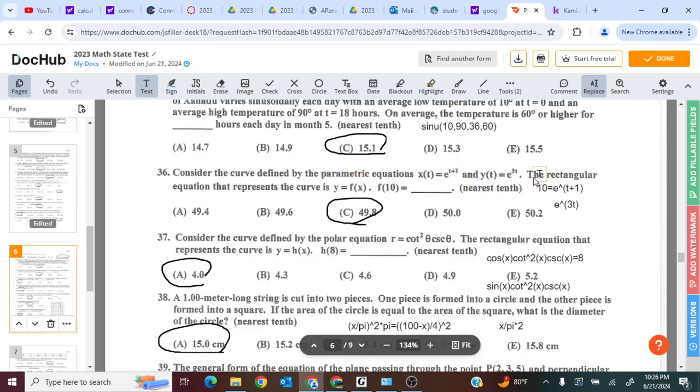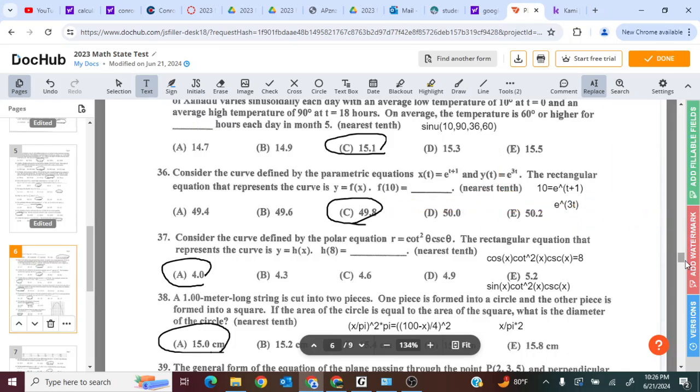Consider this curve, the rectangular equation that represents the curve is y is equal to f of x. F of 10 is what? Well, okay, figure out what t value makes x be 10, and then plug that t value right into your y equation. And if you do that, you get 49.8.